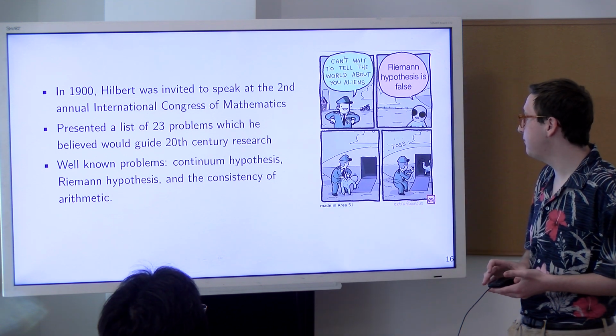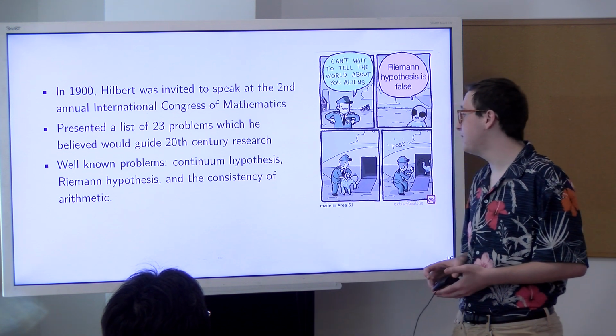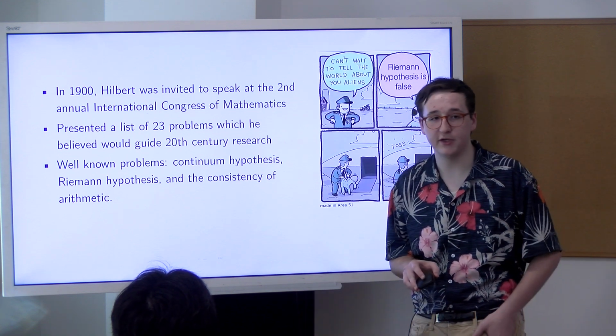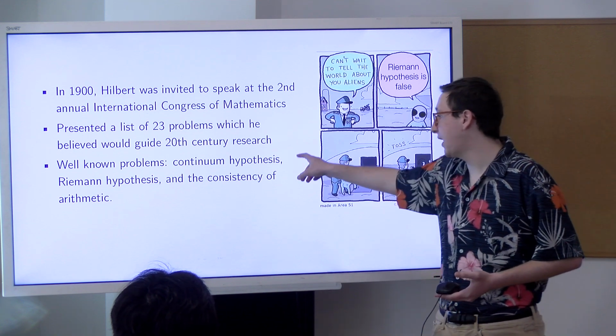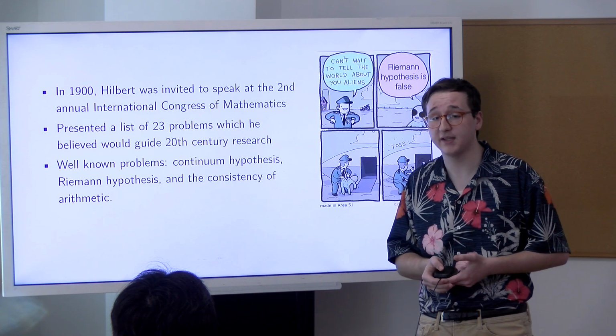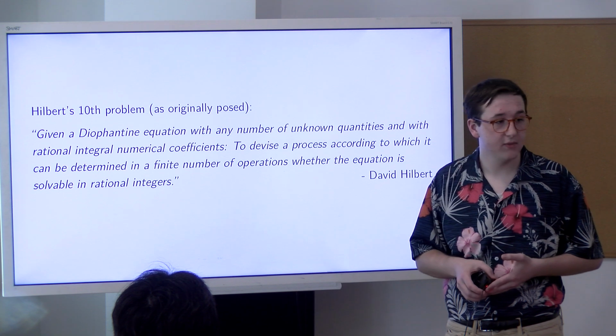Some well-known problems of those 23 are the continuum hypothesis, the Riemann hypothesis, and whether arithmetic is consistent, meaning whether it has contradictions or not. Many of these problems still haven't been solved. The continuum hypothesis and consistency of arithmetic have been solved, the Riemann hypothesis has not. Well, the continuum hypothesis was proved to be unprovable.